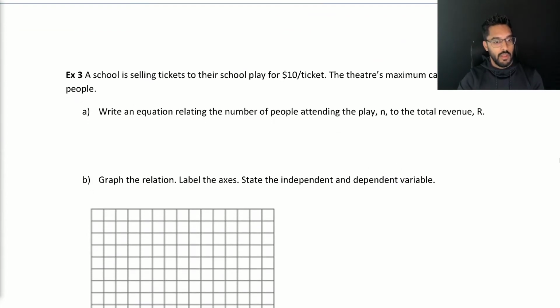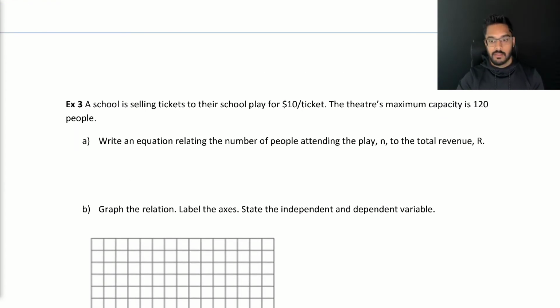So we can talk about one last one before we wrap this one up here. A school is selling tickets to their school play for $10 a ticket. Theater's max capacity is 120 people. Write an equation relating the number of people attending this play to the total revenue.